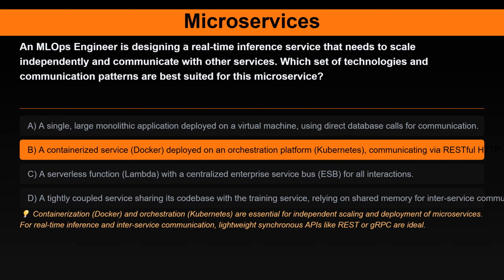The correct answer is a containerized service, Docker, deployed on an orchestration platform, Kubernetes, communicating via RESTful HTTP APIs or gRPC. Here's the explanation. Containerization, Docker, and orchestration, Kubernetes, are essential for independent scaling and deployment of microservices. For real-time inference and inter-service communication, lightweight synchronous APIs like REST or gRPC are ideal.